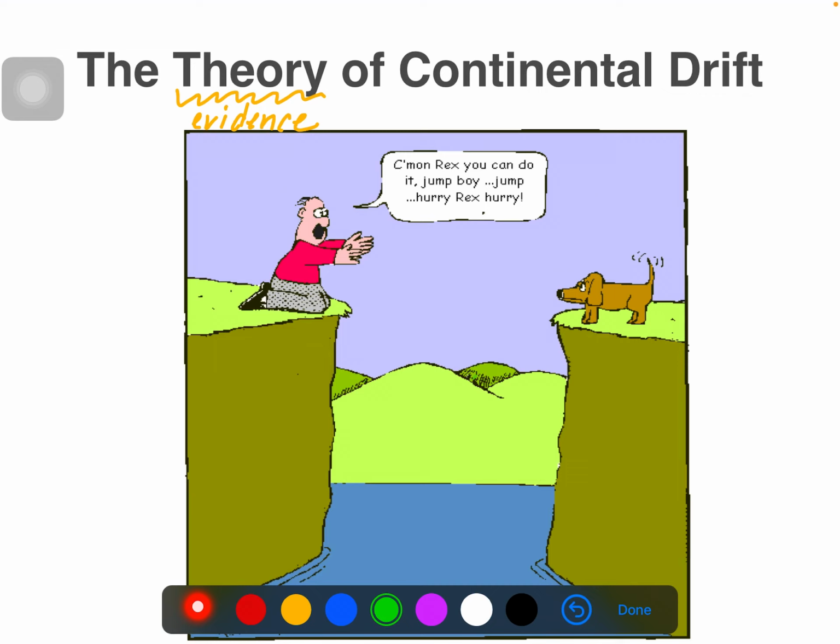So this idea of continental drift is thinking about what is going on with the land, the continents that we can see. And drift, of course, is how they move, right? So what do we know about the movement of land over time based on evidence that we can see today?